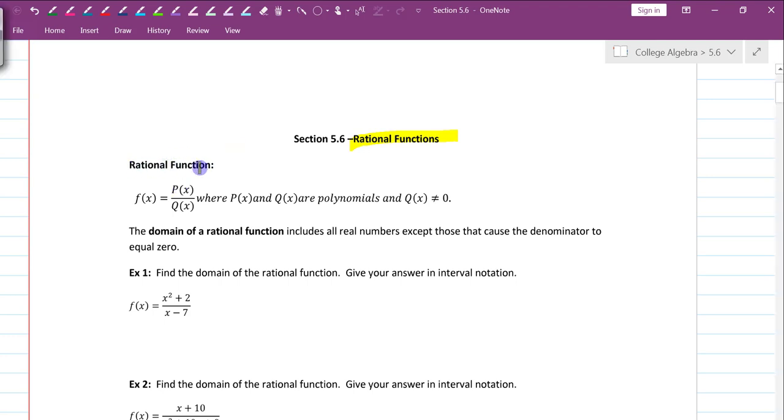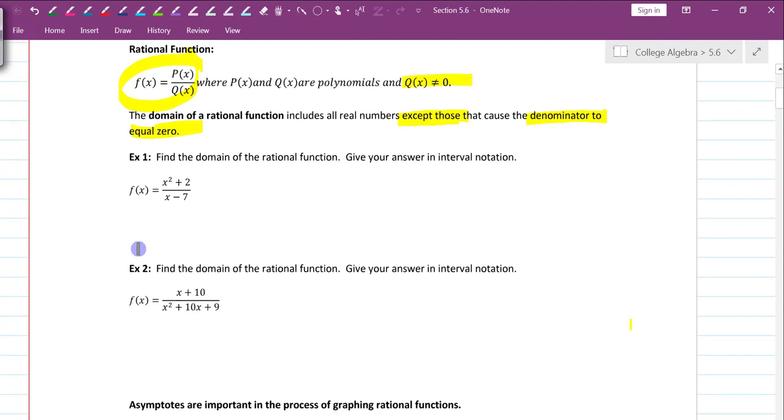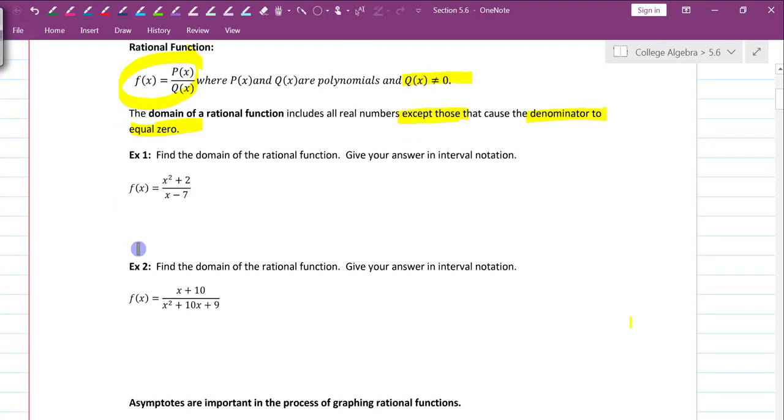A rational function is simply one polynomial divided by another polynomial in this form, where the q of x, which is in the denominator, obviously cannot be equal to 0, or we will have an undefined function here. The domain of a rational function includes all real numbers except those that cause the denominator to equal 0. So the domain is all real numbers, removing the numbers that would make the denominator equal to 0.